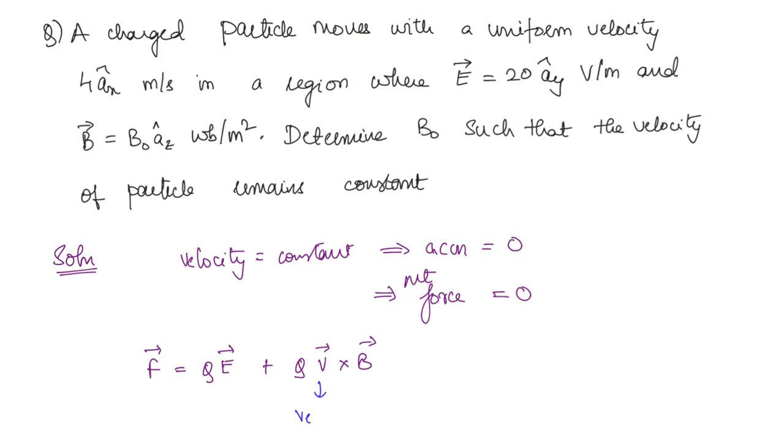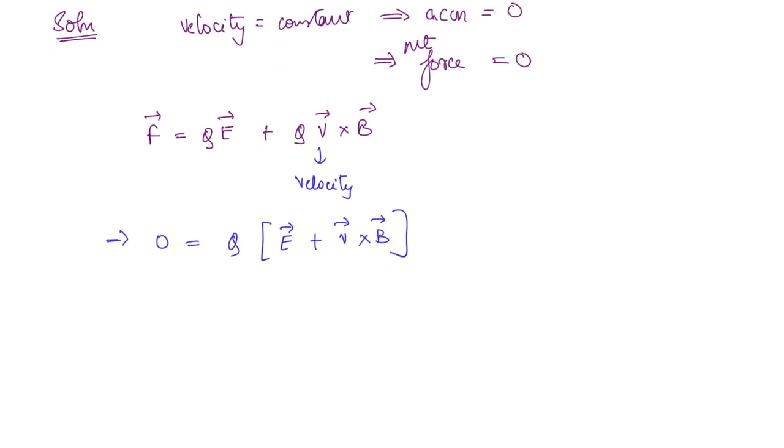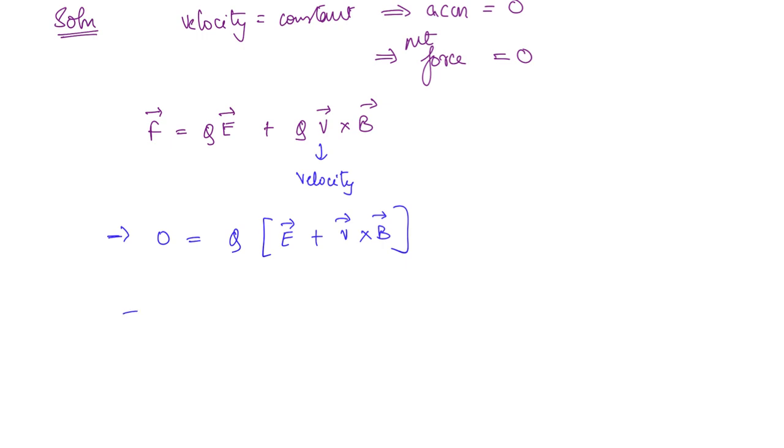What is V bar here? This is the velocity, so that is also given. So we have E bar, V bar as well as B bar. We don't have Q, but we don't need it, because the net force is 0, that means F bar should be equal to 0. So here we can write 0 is equal to Q, taking it out common, E bar plus V bar cross B bar. Q we can take to the other side. The final expression is E bar plus V bar cross B bar is equal to 0.